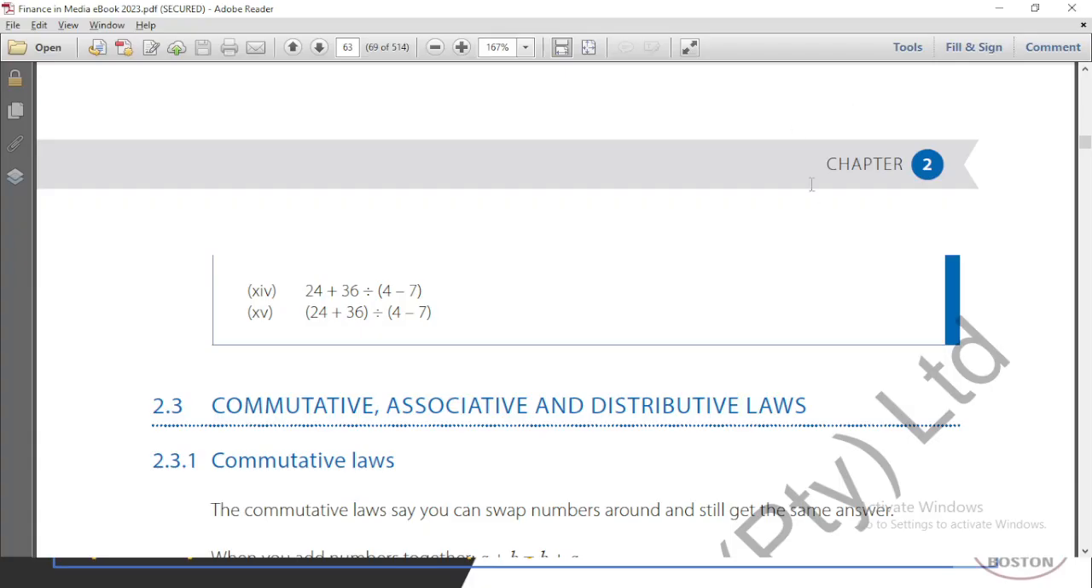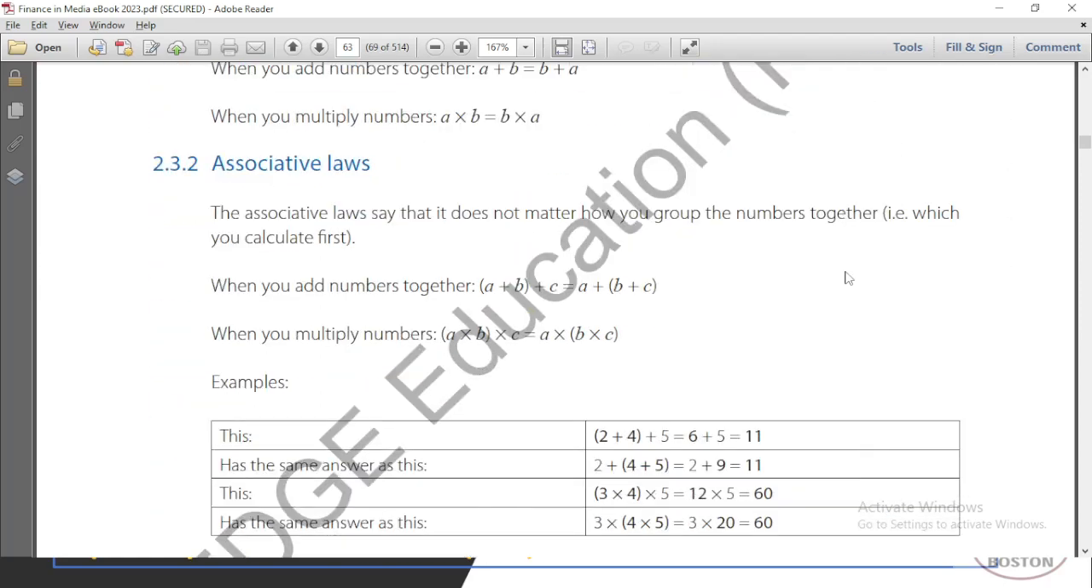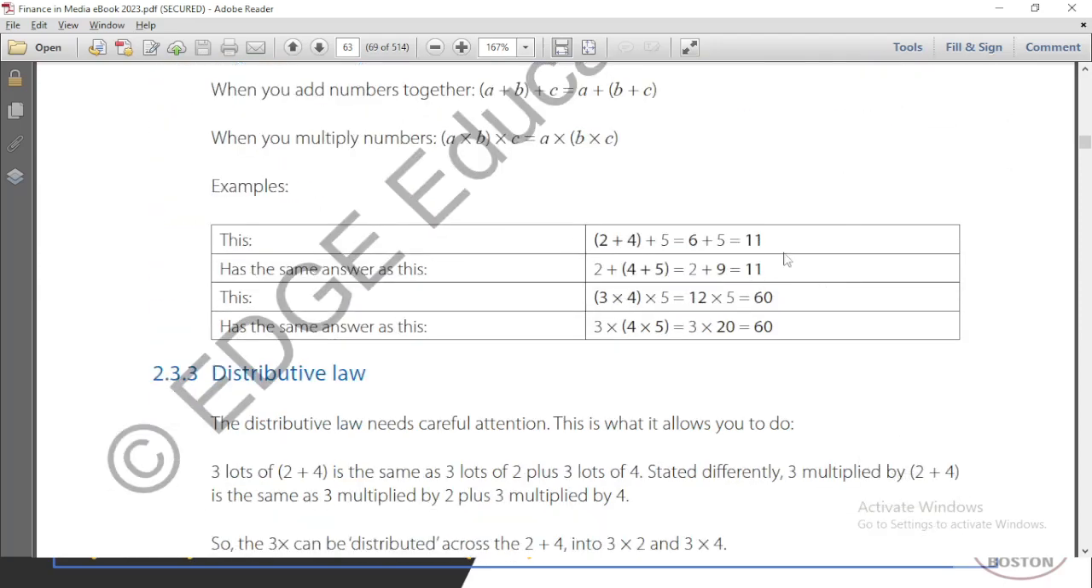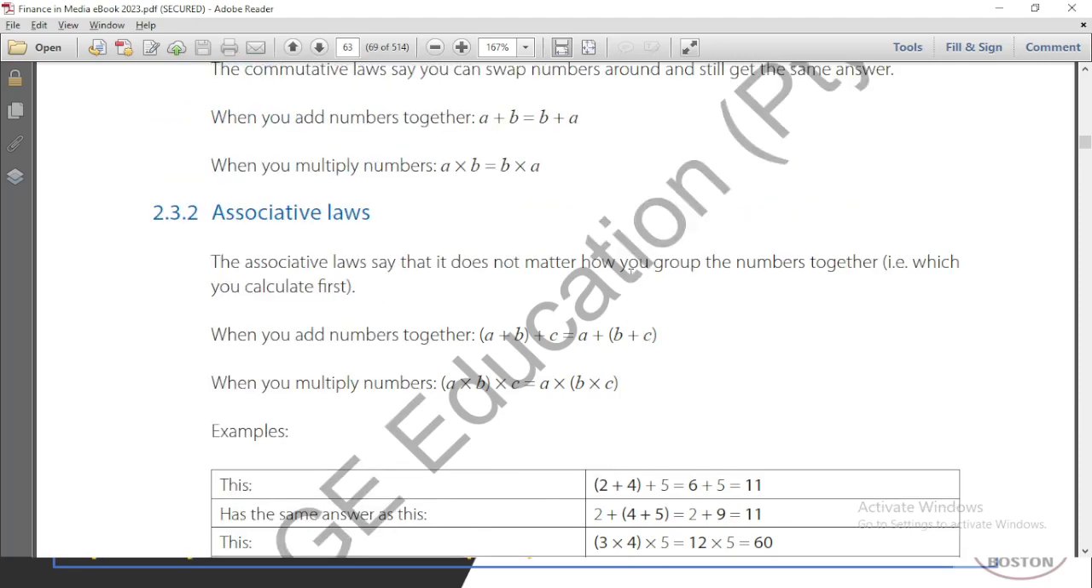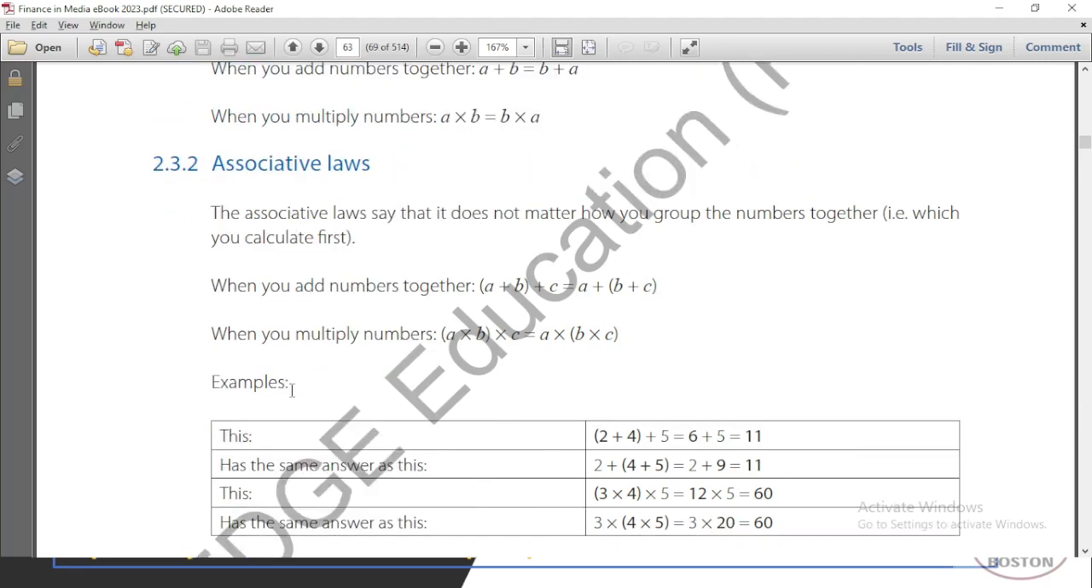So going back to your textbook, here they've given an example of what we call the associative law, to say that you can switch the numbers around.